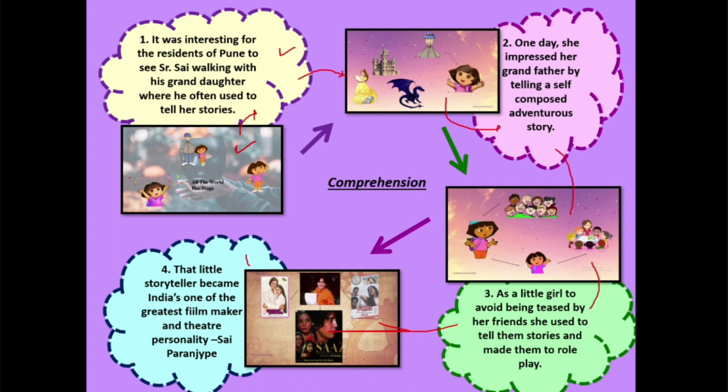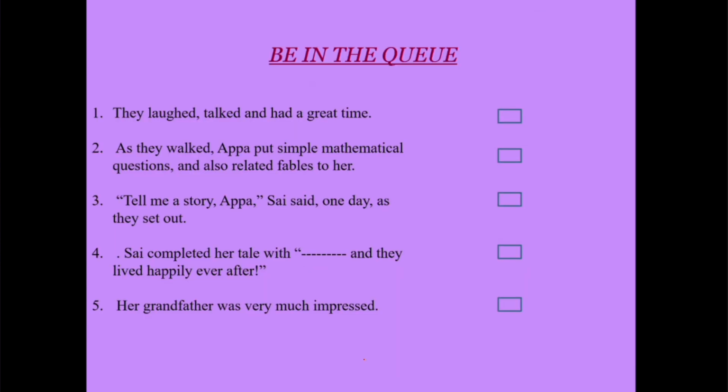Now, after the comprehension development, we need to test the comprehension of the students, which is done by this activity B in the queue. Here I have presented the information of the passage. Students need to arrange them in a proper order. The order is mixed here. So this is the testing activity. Later, you can have various kinds of testing activity, the questions and the match the following, fill in the blanks, cloze test, any type of activity you can incorporate.